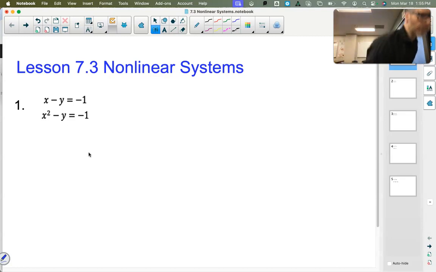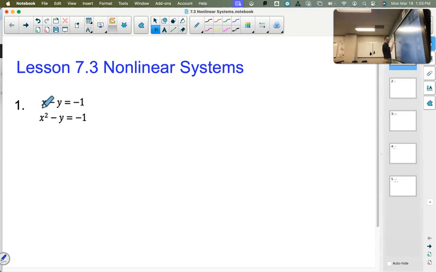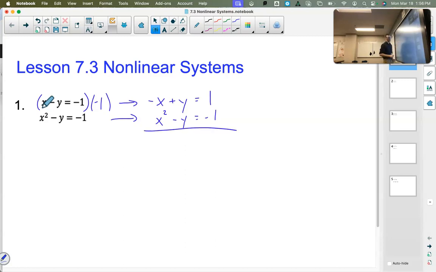So I would be thinking here that in this first one, I could still use elimination. Let me multiply this top equation by negative 1. When I do that, I get negative x plus y equals positive 1. Let's slide the other equation in there, right underneath: x squared minus y equals negative 1. Multiplying by negative 1 gave me y's that are opposites. So adding them together, I see the y's are gone.